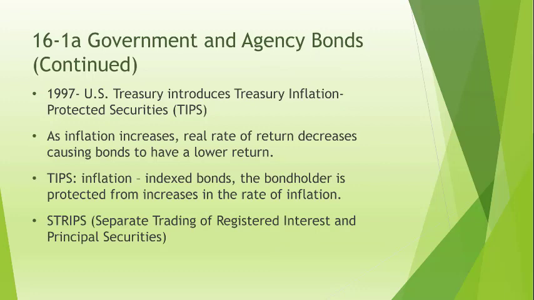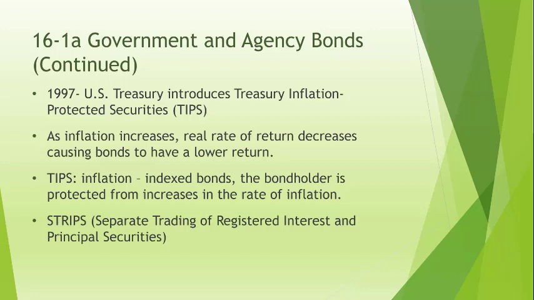There are other types of government bonds out there. There's these treasury inflation protected securities, so they're called TIPS. They were first issued in 1997.